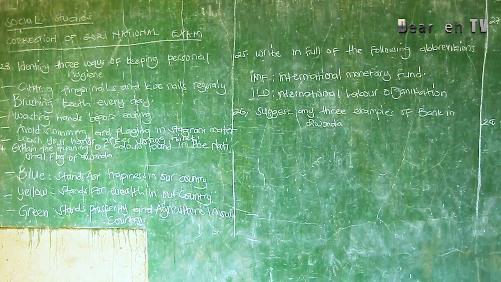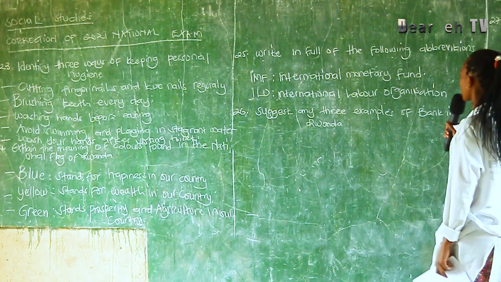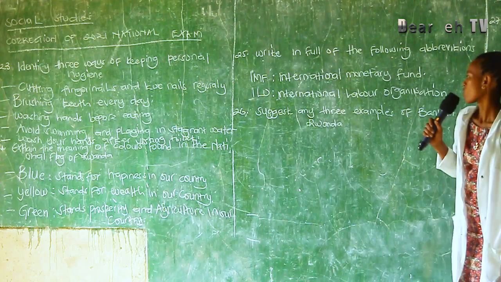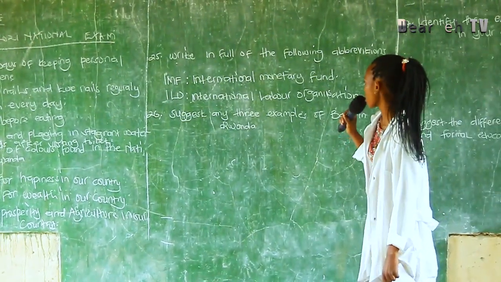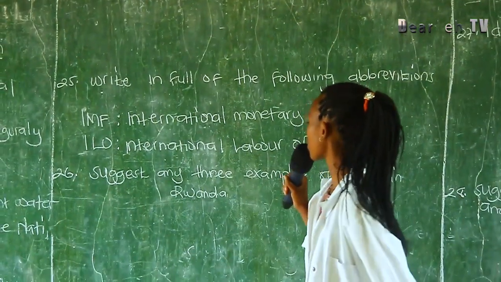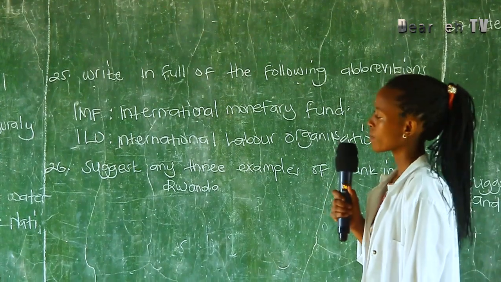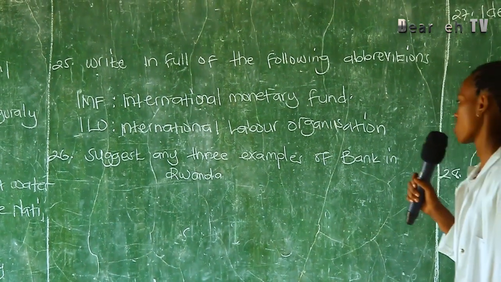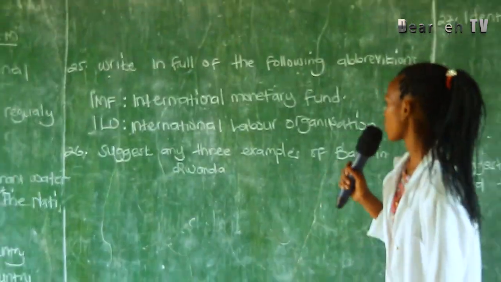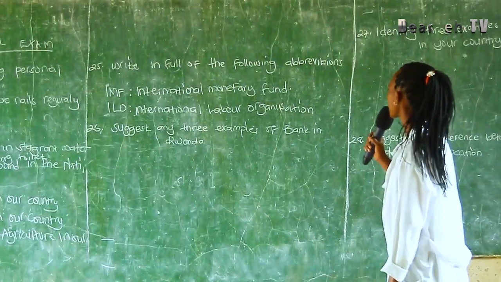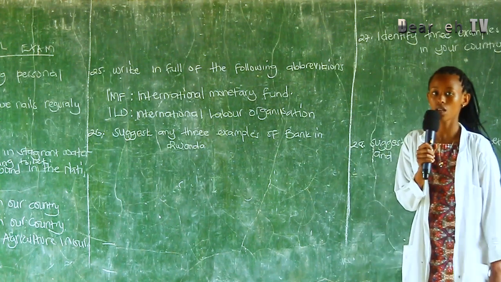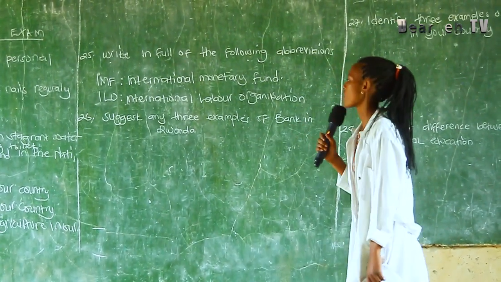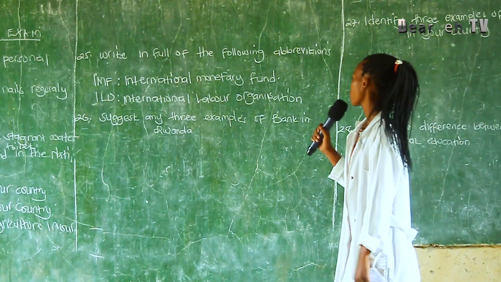So this was question number 25, which states that write in full the following abbreviations. The first one is IMF, which stands for International Monetary Fund. Then ILO, which stands for International Labor Organization. So let us go to question number 26, which states that suggest any three examples of banks in Rwanda. So you give three examples of banks in Rwanda.